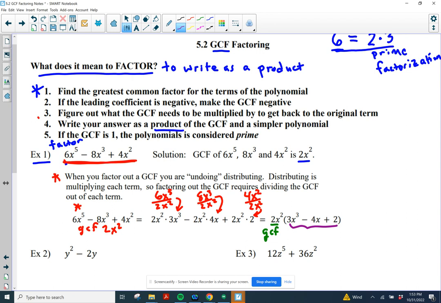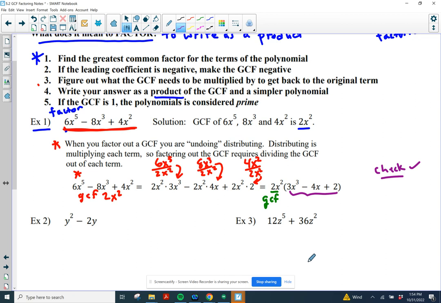And also notice you can check your answer by distributing that 2x squared back through. So if we check our answer, it will work. We can check by just distributing. The 2x squared times the 3x to the third creates the 6x to the fifth. If I multiply here, positive 2 times negative 4 is negative 8, and then x squared times x is x to the third. And finally, the 2x squared times the positive 2 creates the positive 4x squared. So it does check, it works. Okay, so you can check your answers here by redistributing that GCF and making sure it comes back to what we started with.